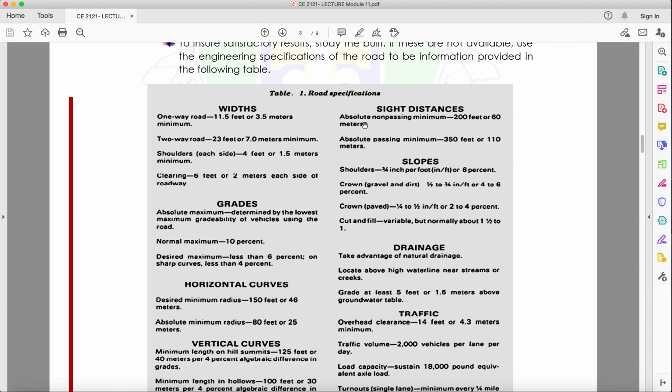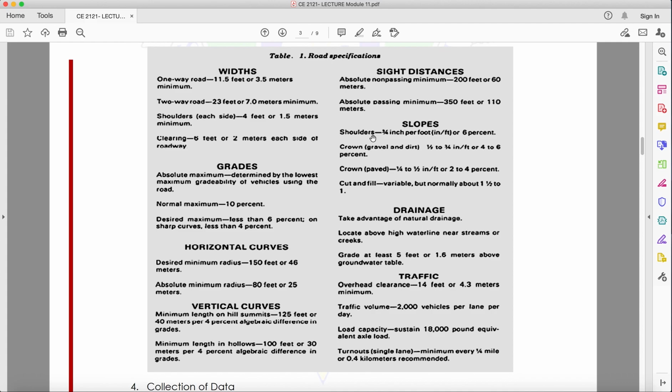Okay, so absolute non-passing minimum should be 200 feet or 60 meters. Absolute passing minimum is 110 meters. Now for the slopes, shoulders should be 3/4 inch per foot or 6%. Now for the crown, it should be 6%. Crown, if it is a paved one, it should be 4%.